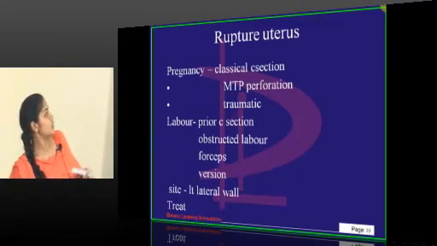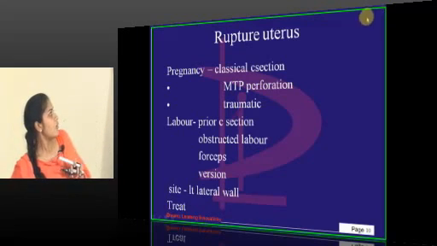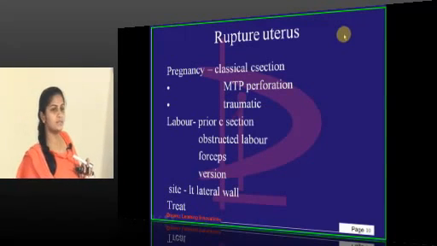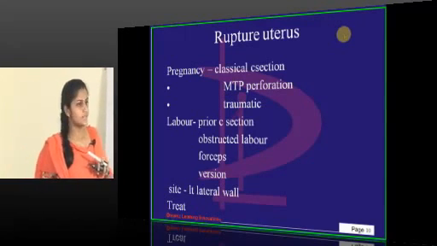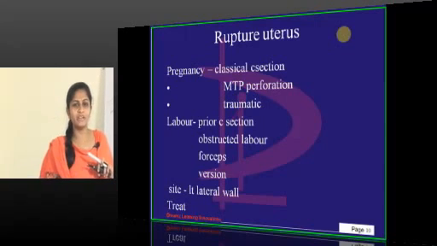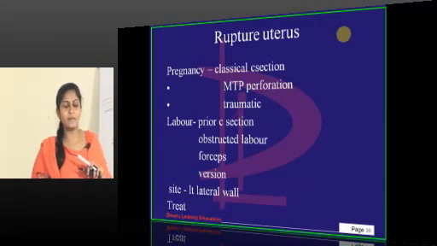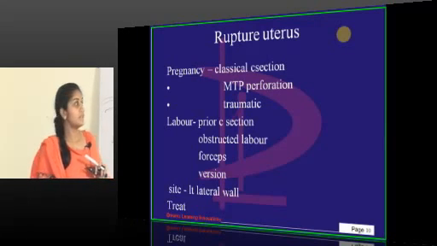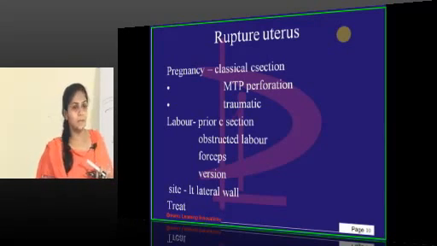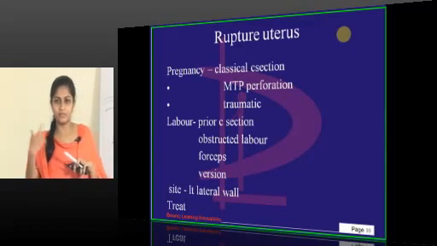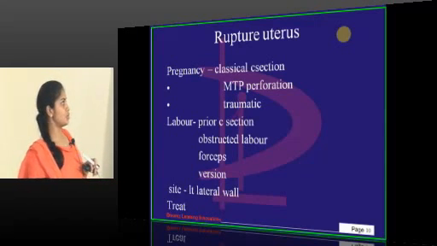Rupture uterus. I want to cover rupture uterus also here. What are all the causes of rupture uterus? Yes, exactly. Obstructed labor, which was very frequently seen. Other than obstructed labor, what are they? Mainly MTPs. They perforate and can land in rupture uterus.